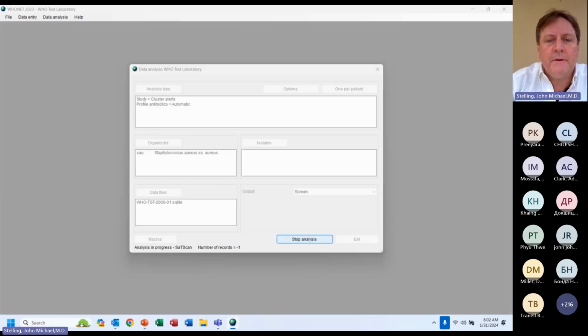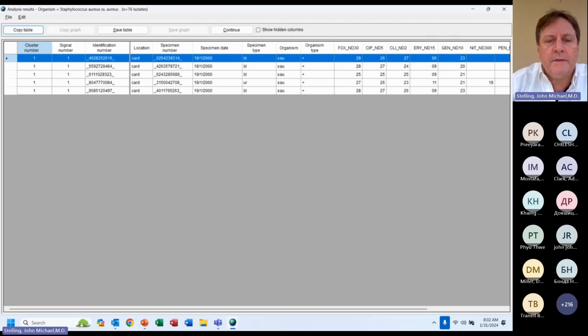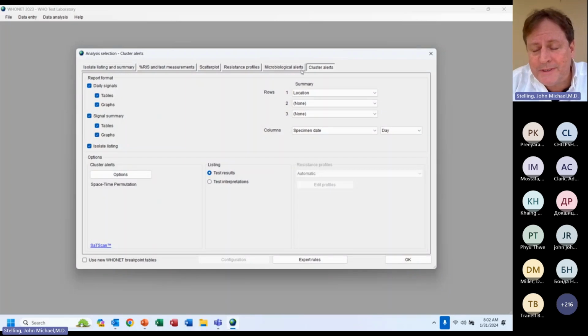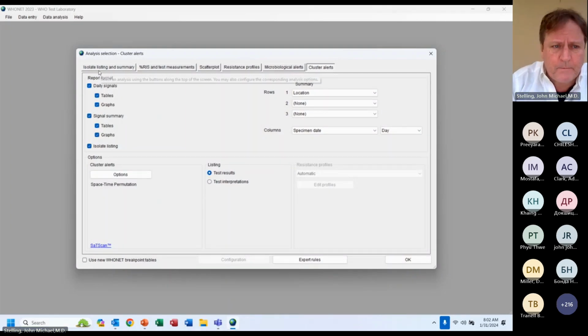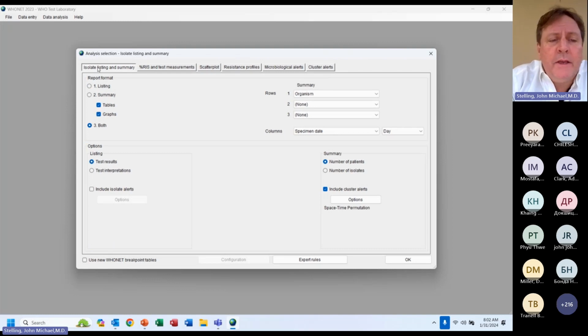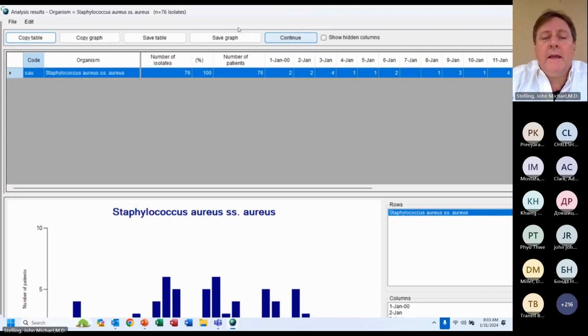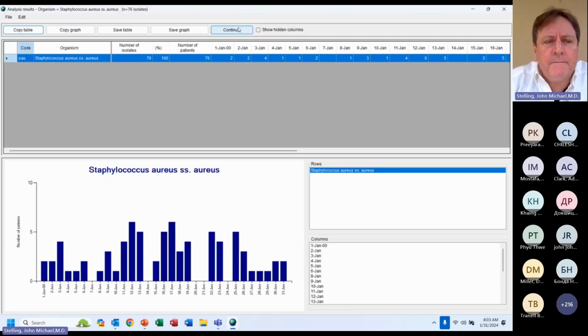And let me continue, and continue, and continue. Analysis type. I just showed you the cluster alerts. I jumped ahead too fast. I want to go back to the beginning and choose Isolate, Listing, and Summary. This is going to give me all of the locations. I click on OK. I click on Begin Analysis. And here I see 76 Staphylococcus aureus, first isolate per patient. Continue. And I can now see the distribution.